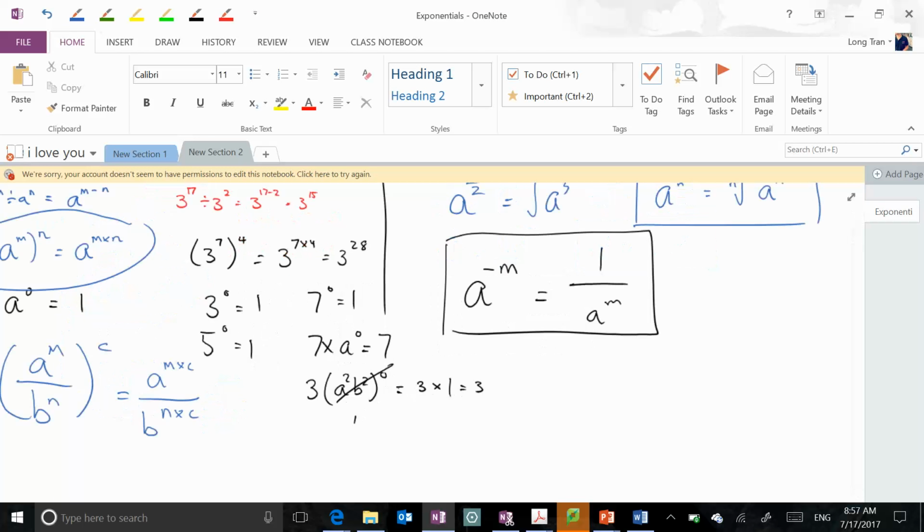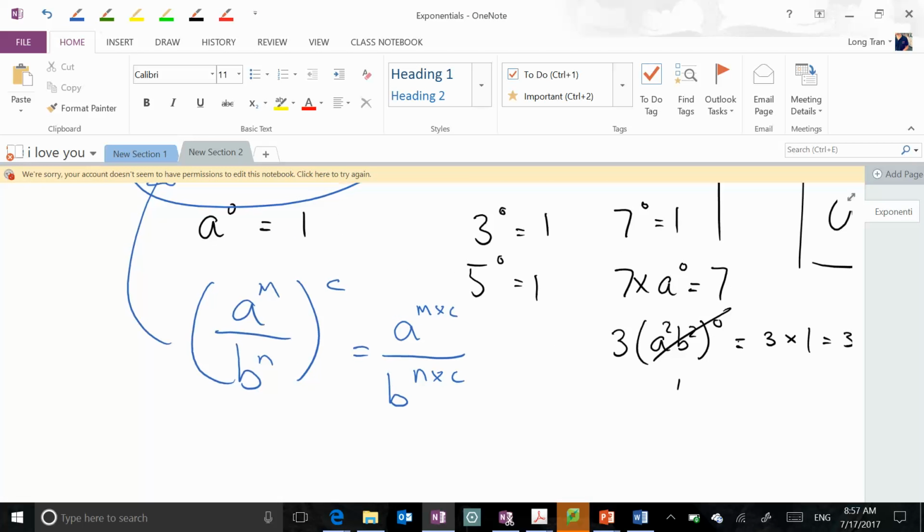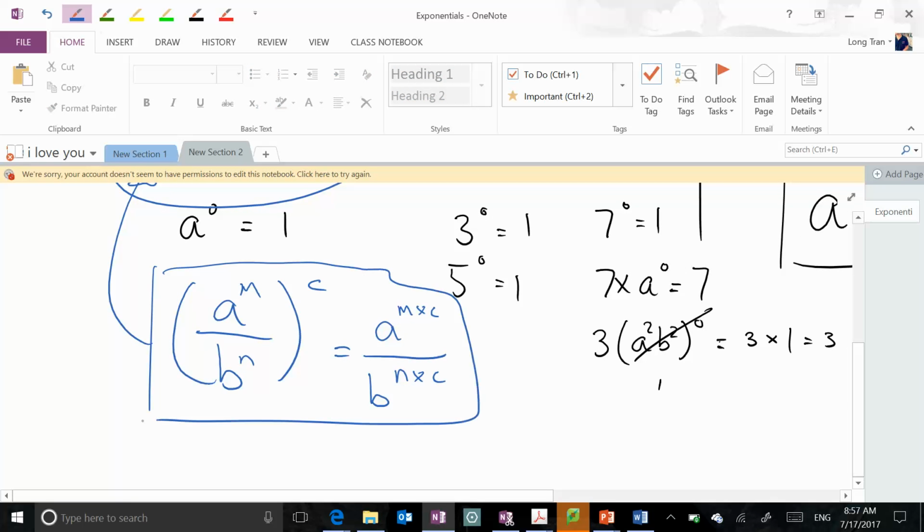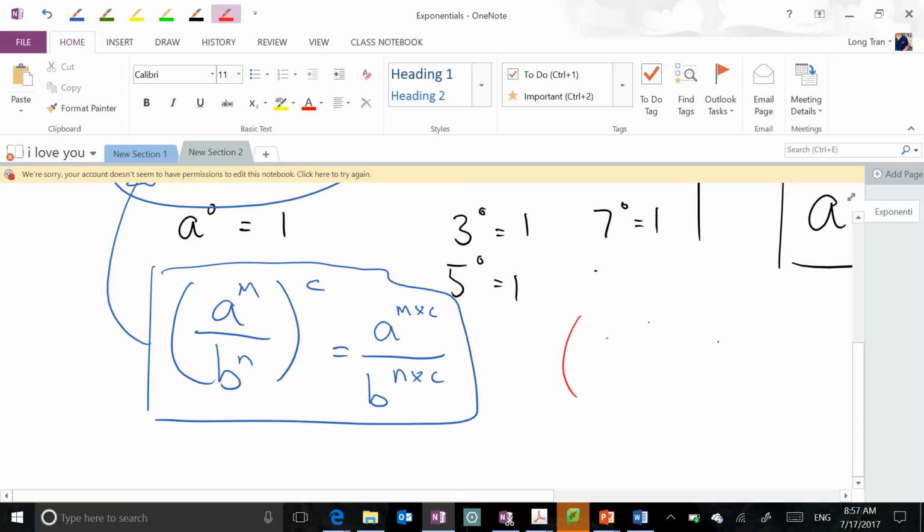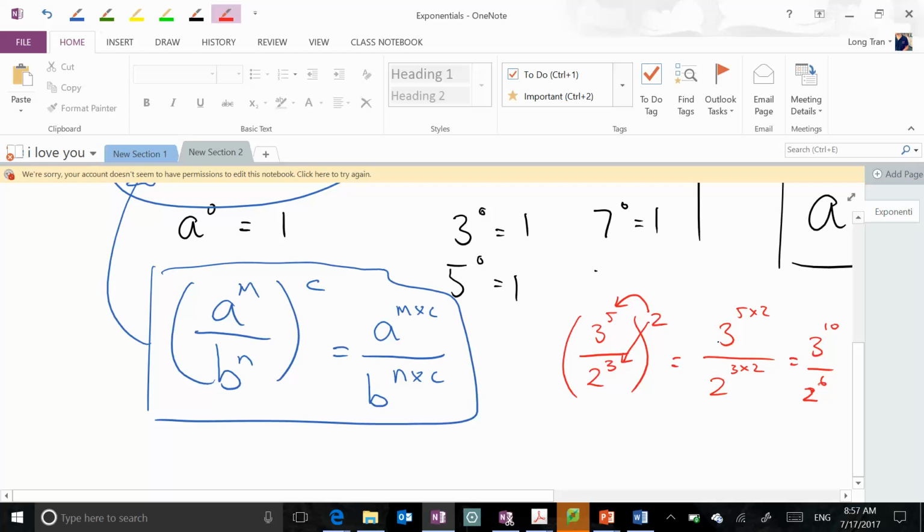An example of that, so I'll just zoom in so you can see. That rule there, an example of that could be something like this. I'll just rub this off. You could have, let's say, 3 to the power of 5 over 2 to the power of 3, all to the power of 2. That is the same thing as saying 3 to the power of 5 times 2, and this is the same thing as saying 2 to the power of 3 times 2. So what you're really doing is you're doing 2 times the 5 and 2 times the 3. That's what the rule's saying. And so that gives you 3 to the power of 10 and 2 to the power of 6. Okay, and that's as simplified. So that's your 7th one there.